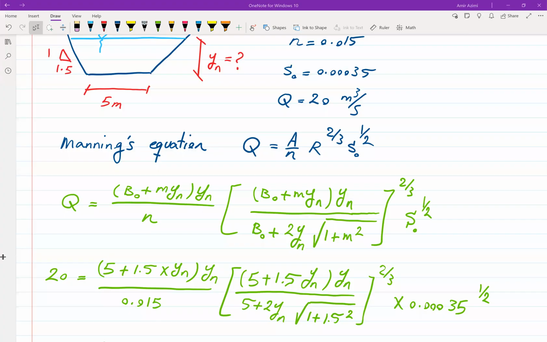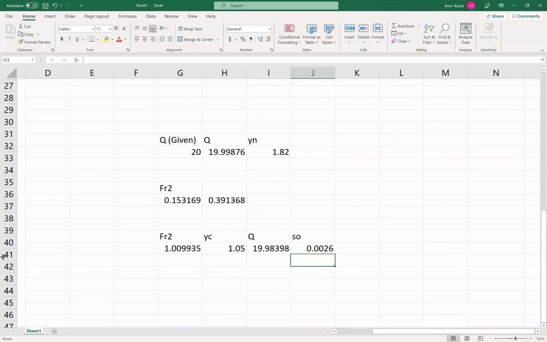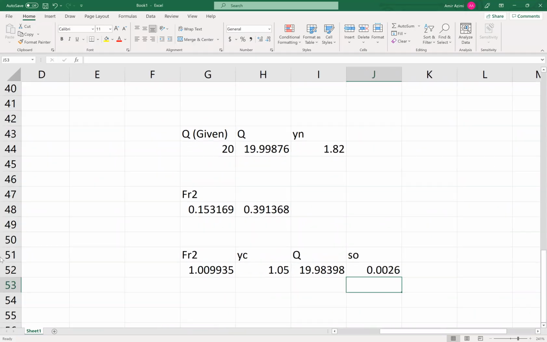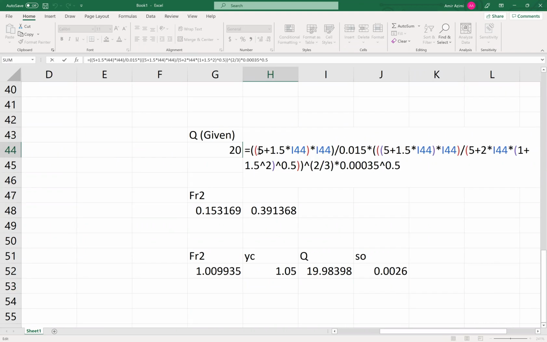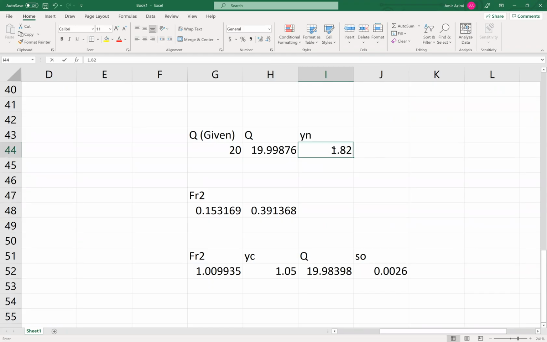Okay, so here we have developed Manning's equation in Excel. Here I have 5-meter width, 1.5 times YN. I select one of the cells as YN, divide by Manning coefficient, and then area times hydraulic radius to the power of 2/3 times the longitudinal slope to the power of 1/2. Here I start with 1. The given discharge is 20, and then this is the calculated discharge.